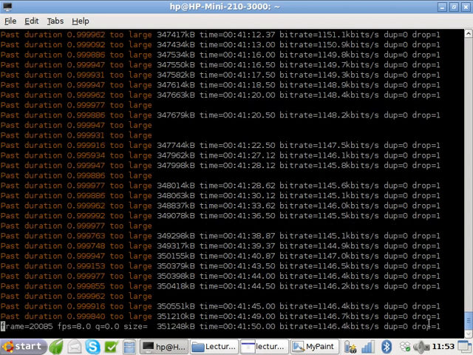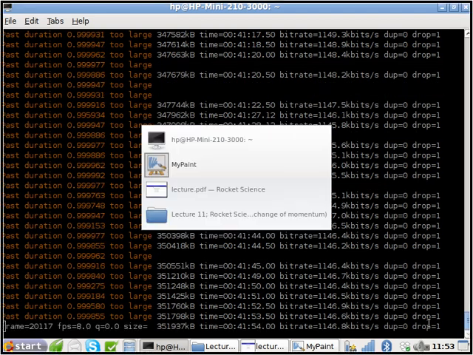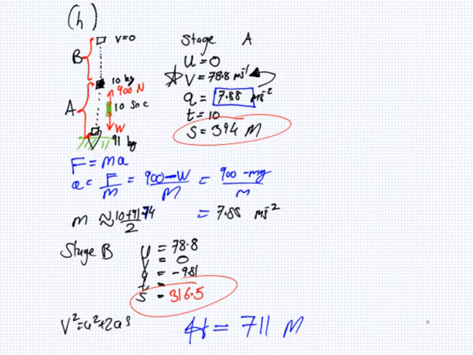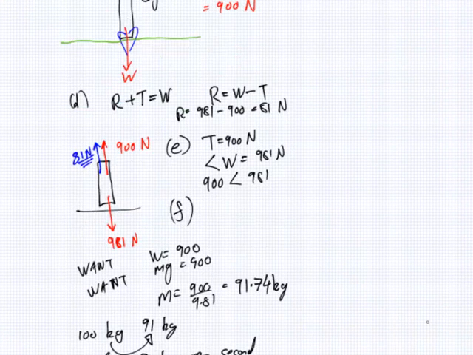Okay. Any questions about the homework? No? Can I see question E? What was E? Oh yeah, the reason. Because the engine thrust is less than the weight. So Amanda, it's because thrust is less than the weight.